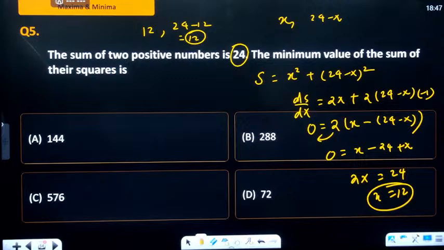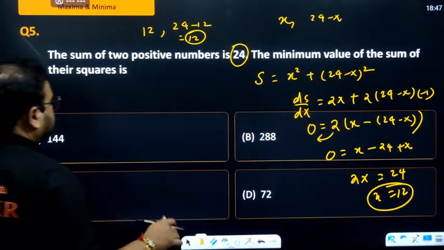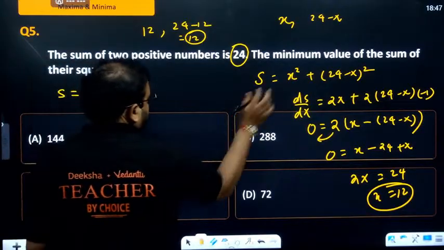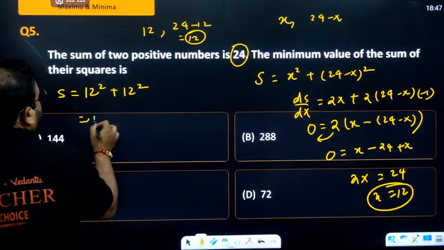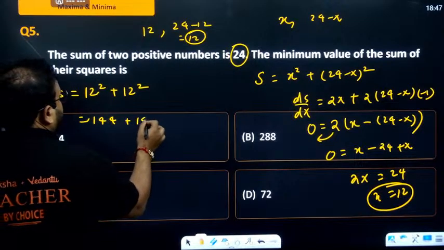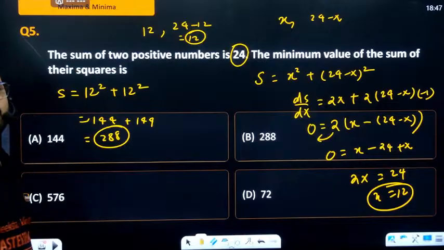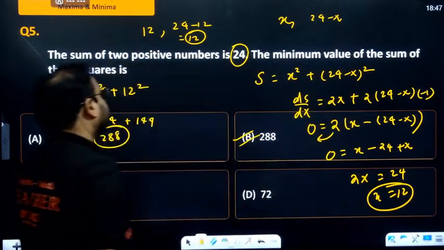Okay. So check once over here. You'll have the S value as, put this back over here, 12 square plus 12 square. So 144 plus 144. That becomes 288. That becomes 288, and that is option number B.